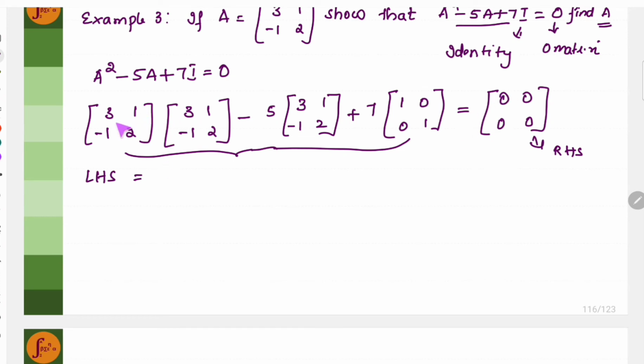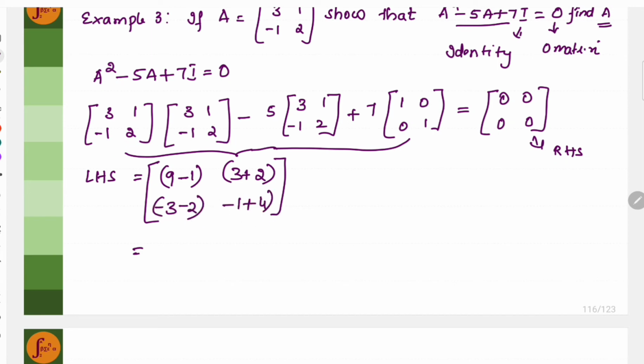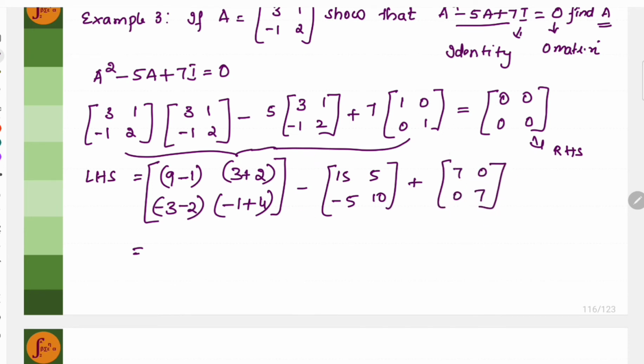Let's multiply this. It's going to be 3 3s are 9 minus 1. 3 1s are 3, 1 into 2 plus 2. Let's come to the second row. Minus 1 into 3 is minus 3 plus minus 2. Minus 1 into 1 is minus 1 plus 4. Minus 15, 5, minus 5, 10, so multiplying with 5. Now you will multiply with 7: 7, 0, 0, 7. Once we simplify this LHS, we should get the zero matrix.